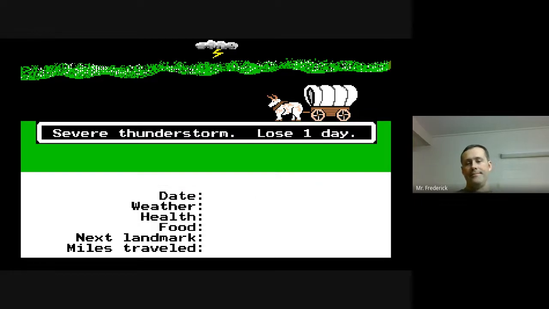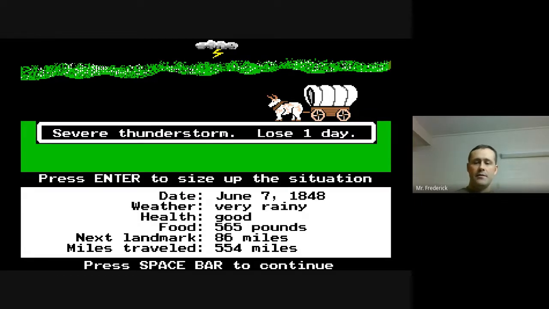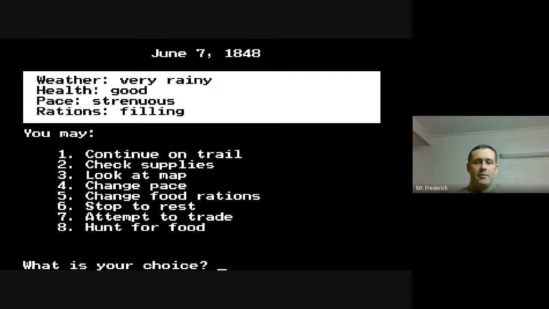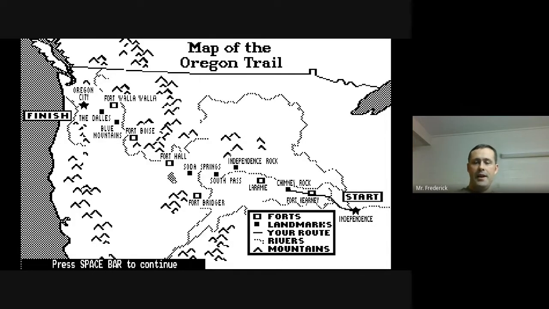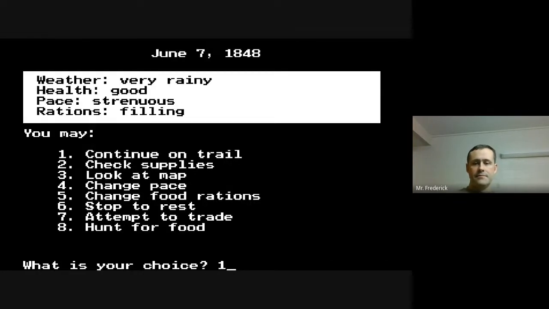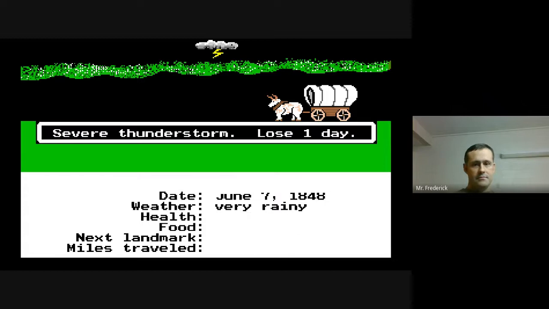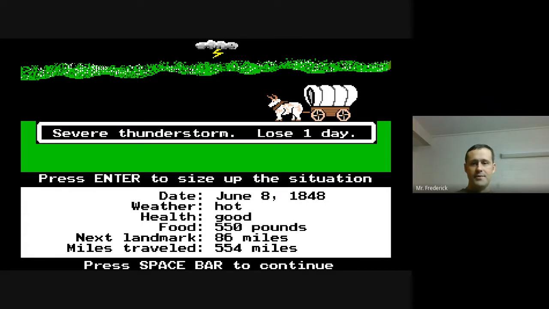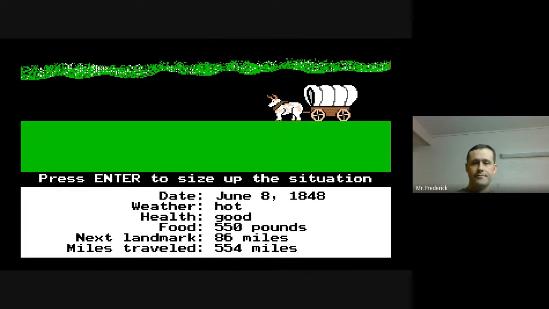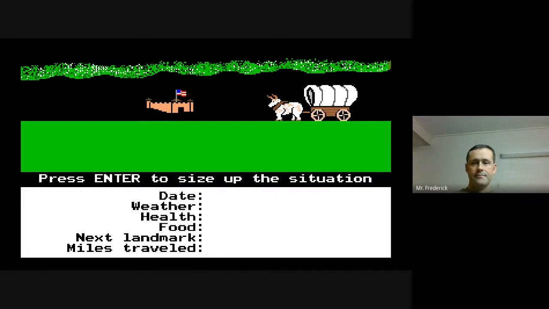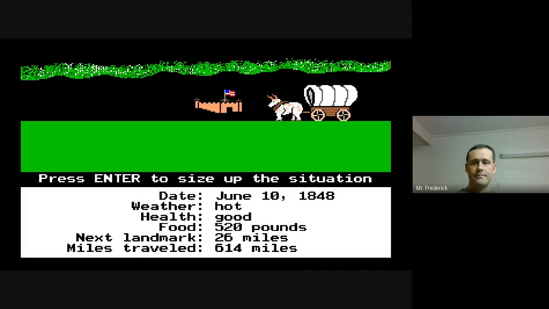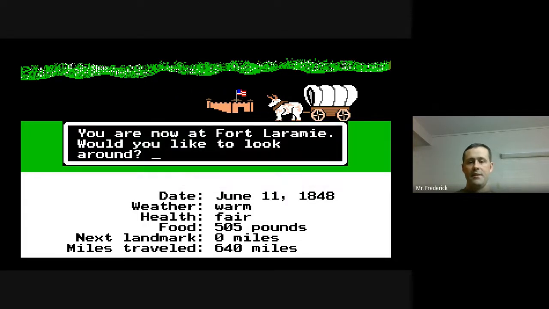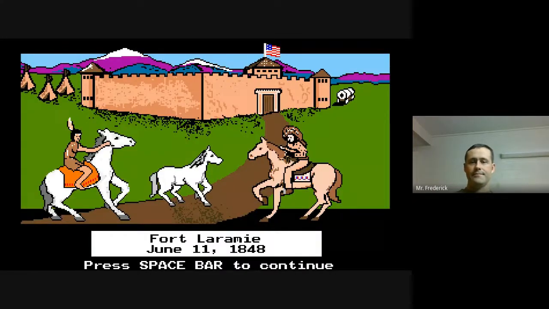Oh, come on. Let's see where we're at on the map. I'm going to press 3 to take a look at the map. Oh, man, we're not even halfway there yet. Okay. Getting a lot of thunderstorms. Yes, I would like to look around at Fort Laramie.